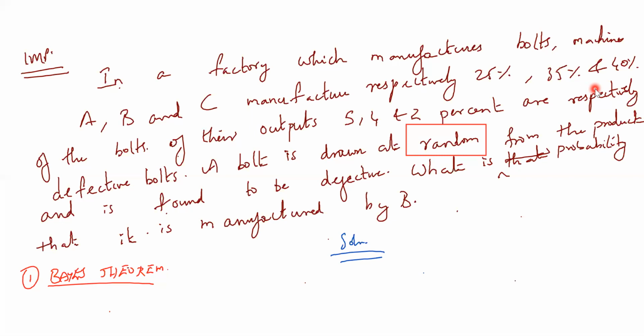Okay. So machine A manufactures 25% of the bolt, machine B manufactures 35% of the bolt, and 40% of the bolt out of their outputs. So out of the bolts that they produce, 5, 4, and 2% are respectively defective bolt. So A produces 5% defective bolt, B 4% defective bolt, and C 2% defective bolt. So first step for us is, let E be the event of defective bolts.